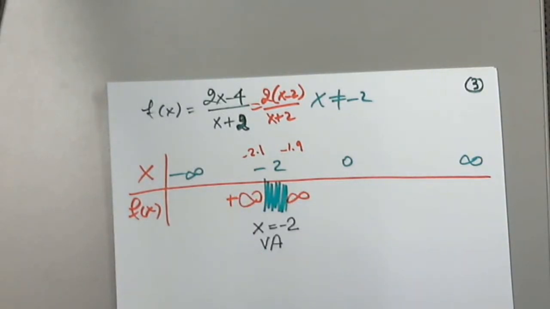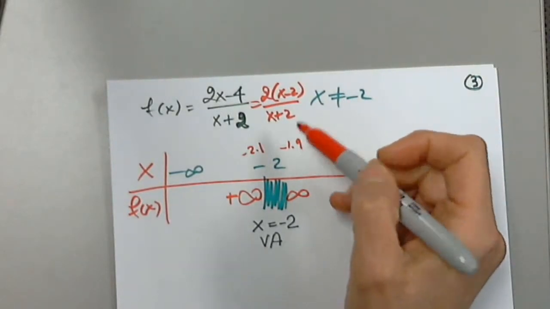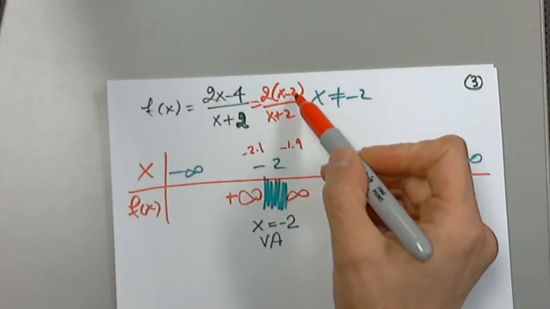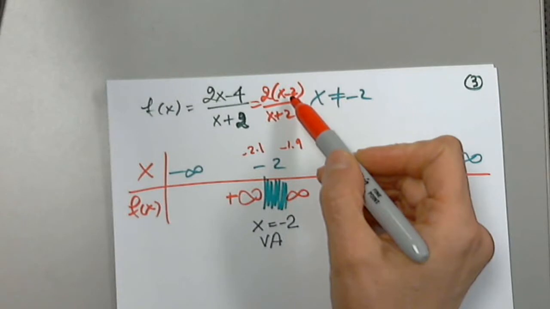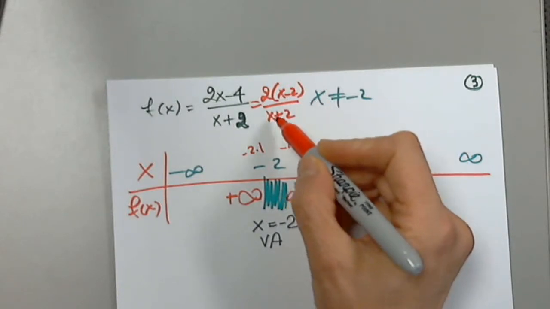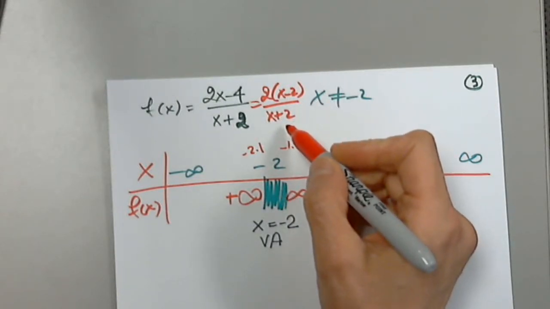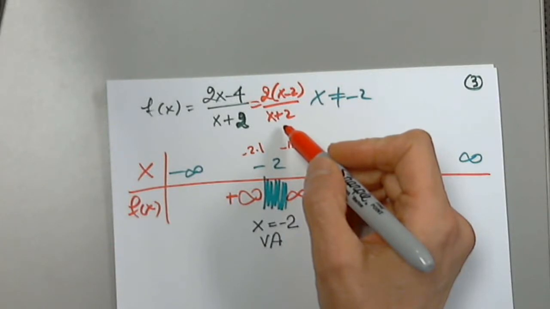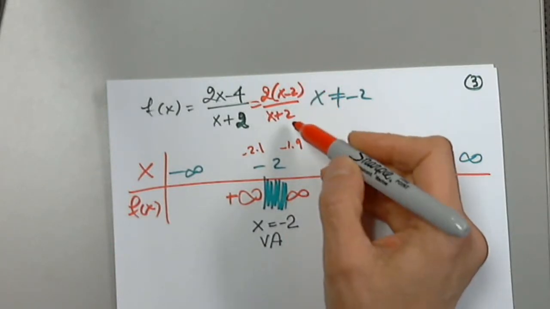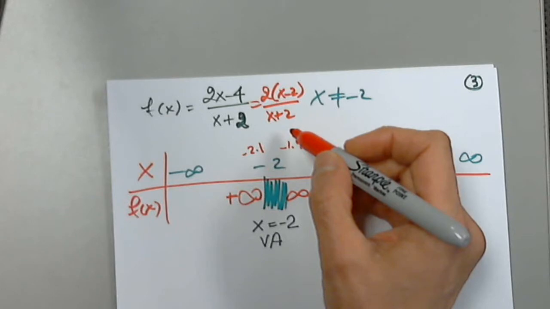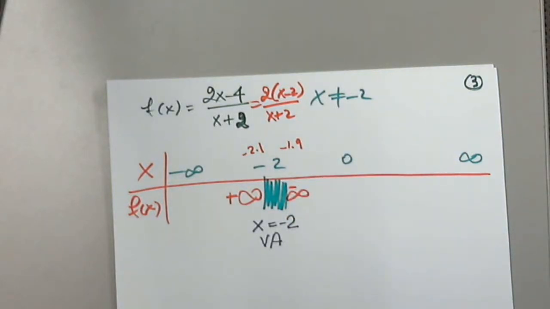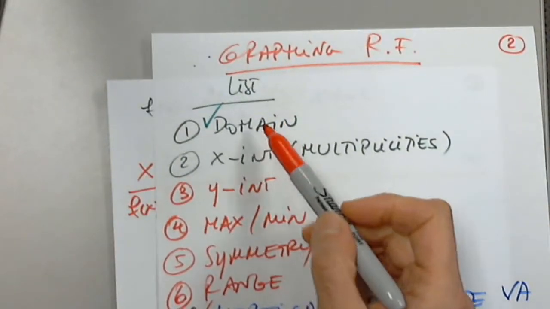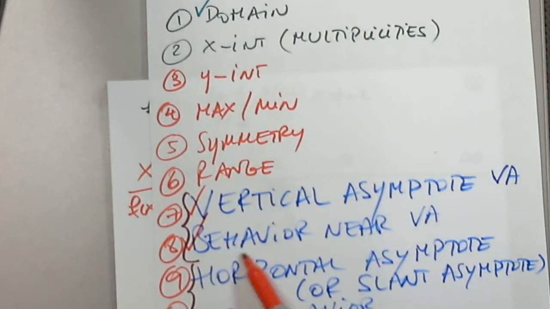Very good. Let's plug in -1.9. -1.9 minus 2. Sign. Very good. -1.9 plus 2. Positive. And negative of a positive is? Negative. That's it. So I already have domain, vertical asymptotes, the behavior near vertical asymptotes.